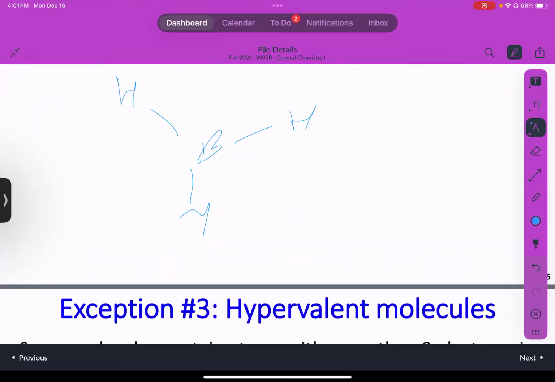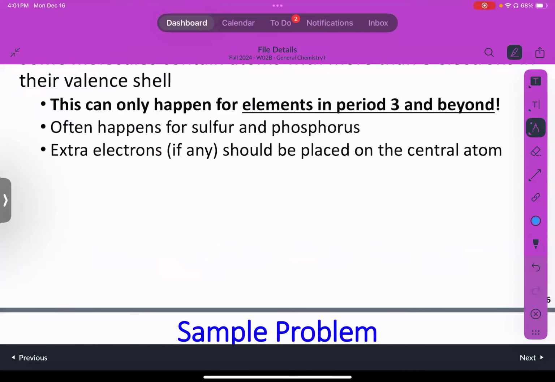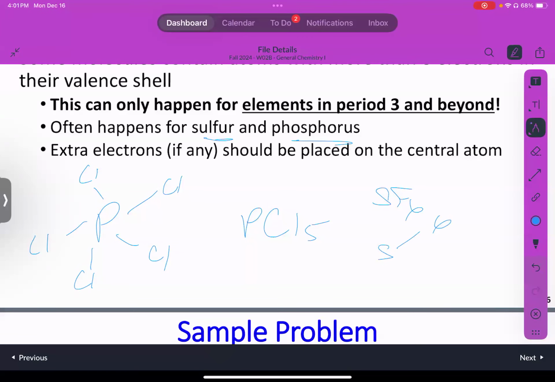So electron deficient and hypervalent. I was right. Okay, so something like sulfur and phosphorus. That's a very easy example. So PCl5, right? PCl5 is phosphorus bonded to 5 chlorines. And then the other one would be sulfur hexafluoride, where sulfur is bonded to 6 fluorines.